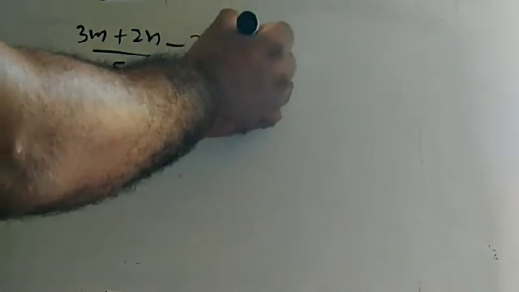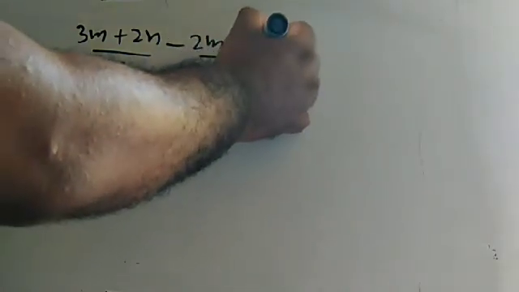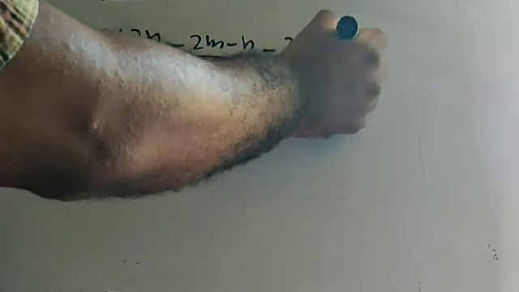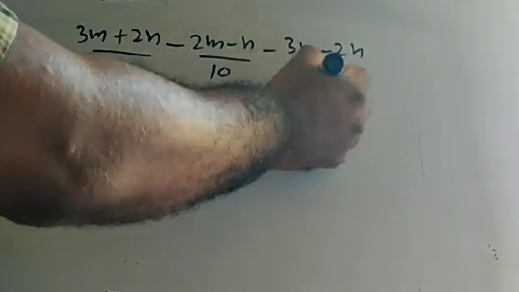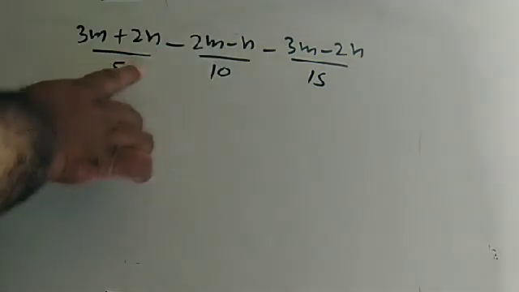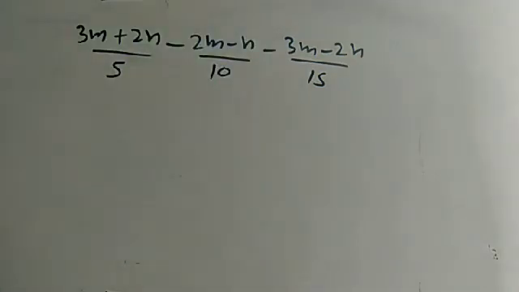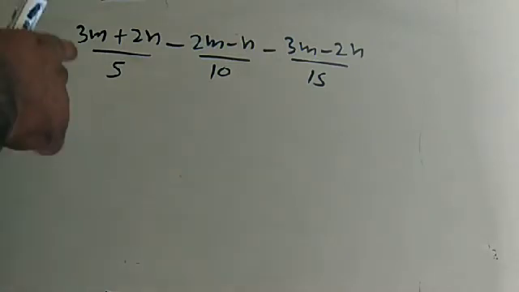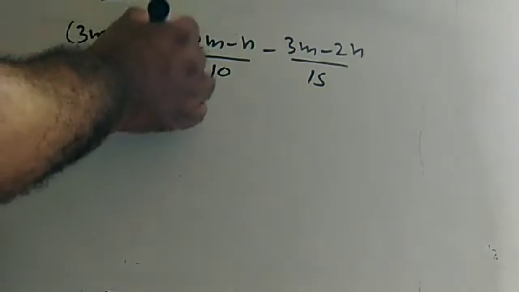Another one. (3m + 2n)/5 − (2m − n)/10 − (3m − 2n)/15. Here there are three algebraic fractions with unequal denominators 5, 10, 15. What is the common multiple of 5, 10, 15? Yes, it is 30. Then these are algebraic expressions.